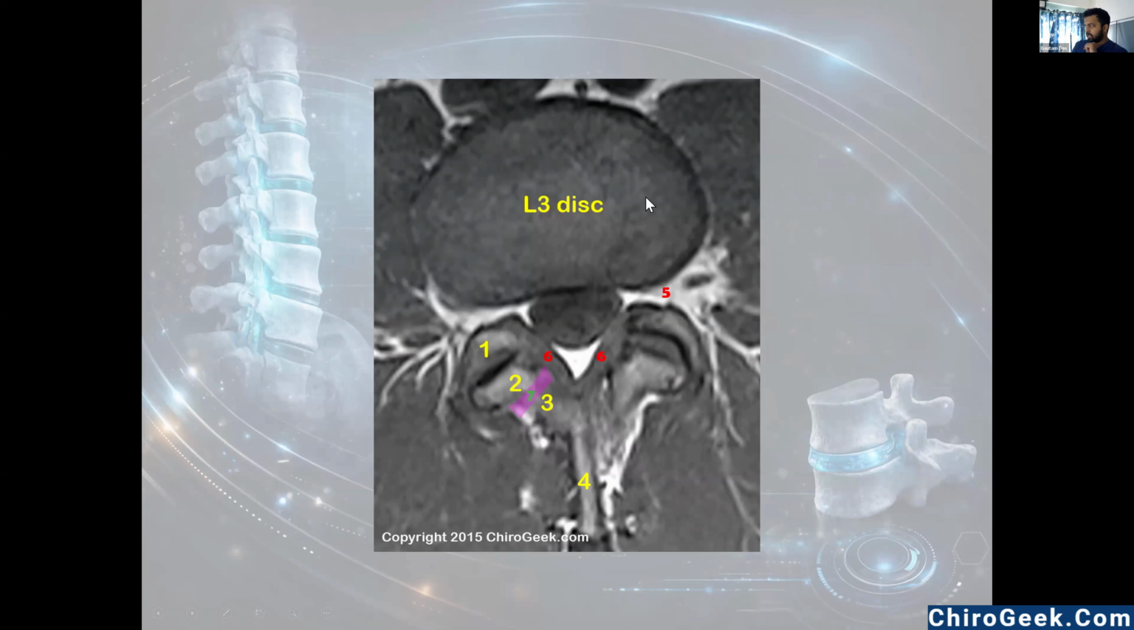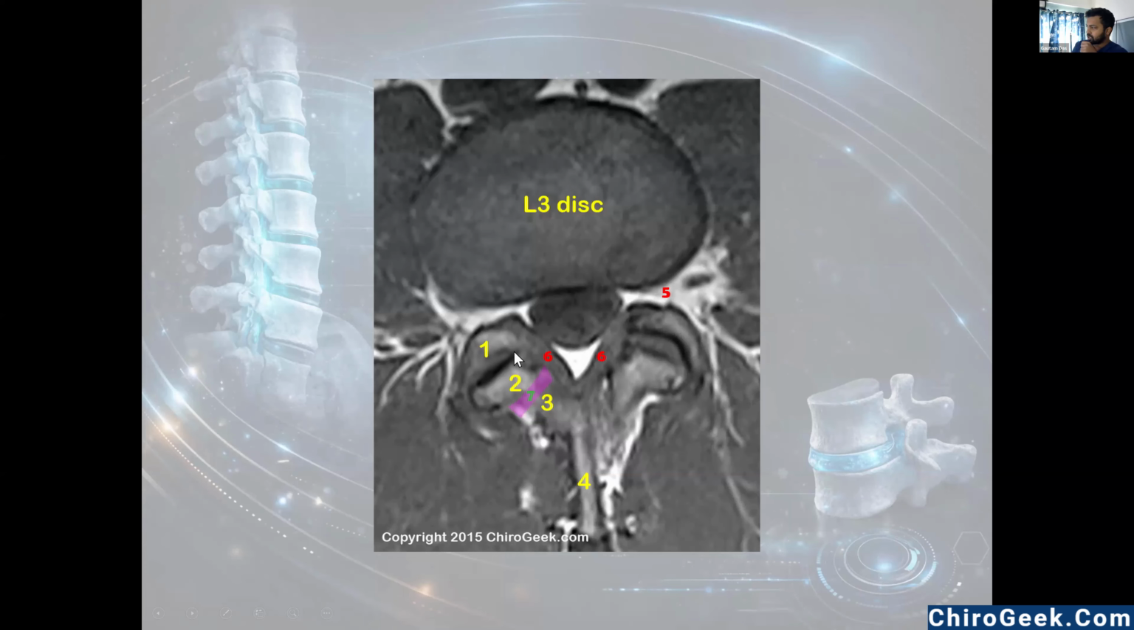So this is the L3 discal space, and can you identify which sequence is T1 or T2? See the canal, it is darker. So this is the only thing we want to see. See the canal: if it is black, T1; white, T2. Okay, and these are the anatomical structures.